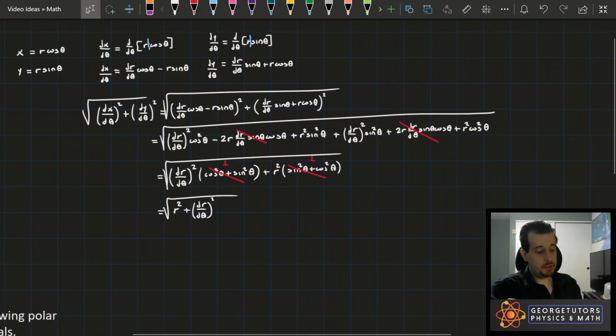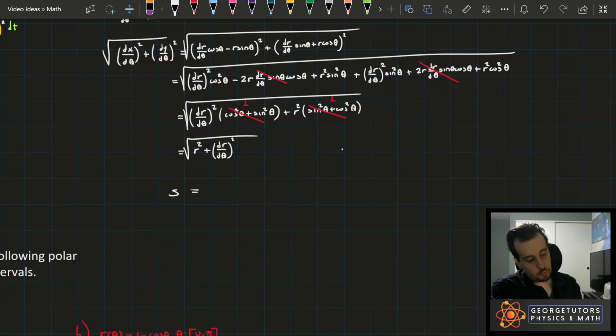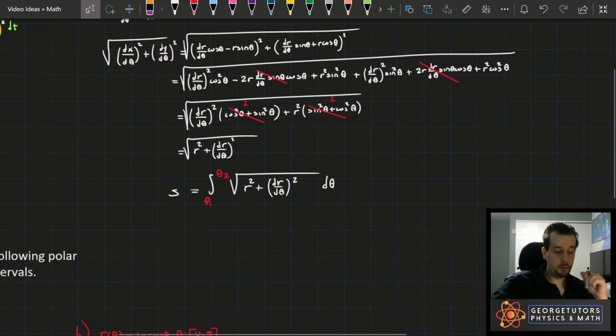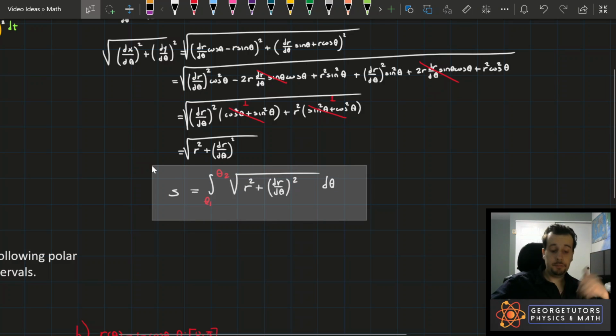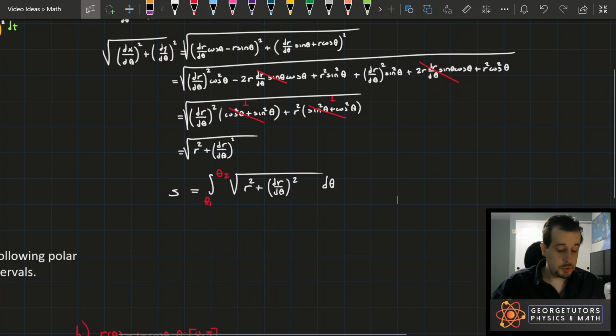Now when we put it all together, the arc length is the integral between two angles, theta 1 and theta 2, of the square root of r squared plus the derivative of r with respect to theta, all squared, and then d theta is sitting at the front. That's the parameter that we're integrating over. And that's it. That's our formula that we can use for arc length in polars.